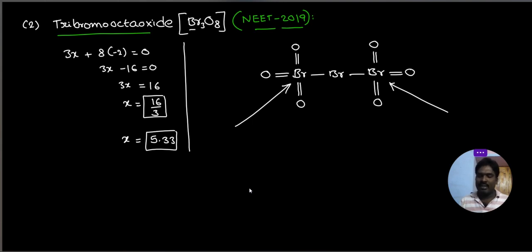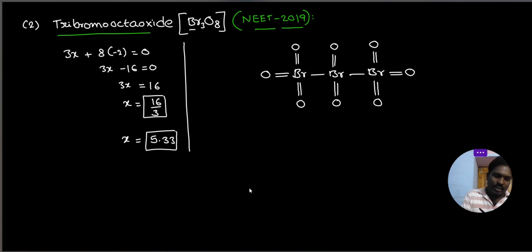Yes, correct. Now the remaining 2 oxygen atoms we can write like this. So here, around the bromine, how many bonds are there? 6 covalent bonds. It can form a maximum of 7 covalent bonds, so here 6, which is less than 7. Yes, possible. So this is the structure. This is the perfect structure.